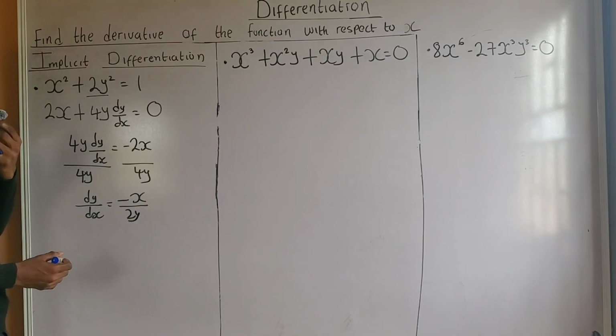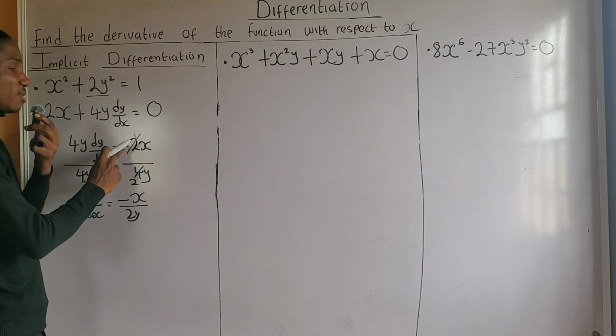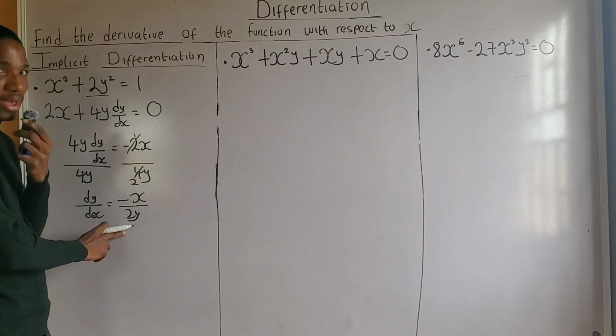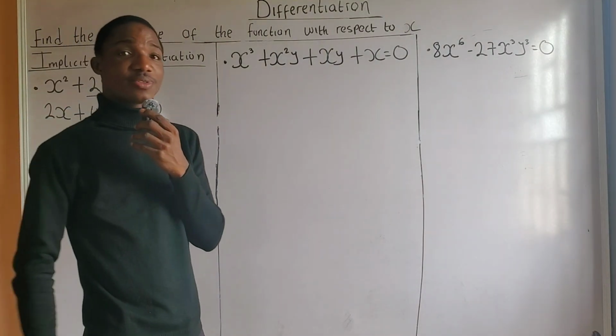Are you getting it? Because this will cancel this. I'm going to have 2y here. I'm going to have 1 here. Minus 1 times x will give minus x. 2 times y will be what? 2y. Do you understand the solution?